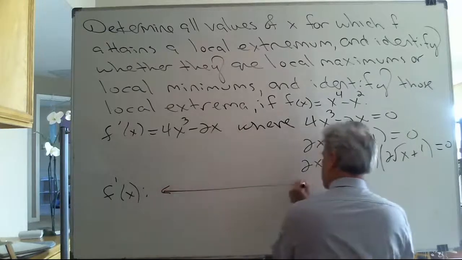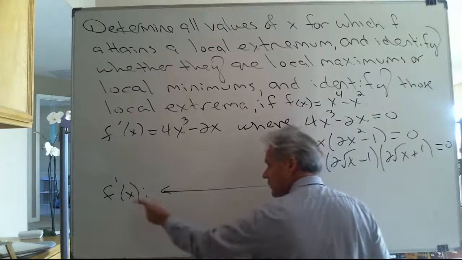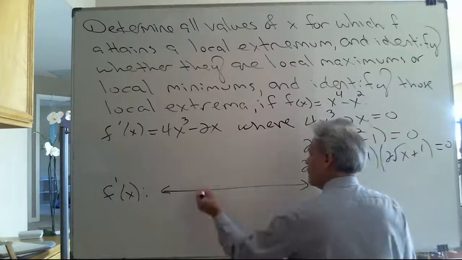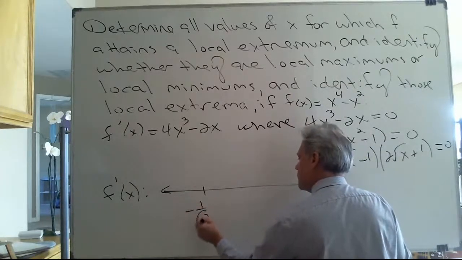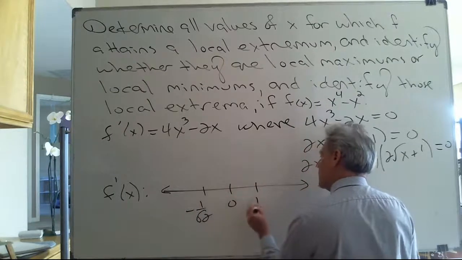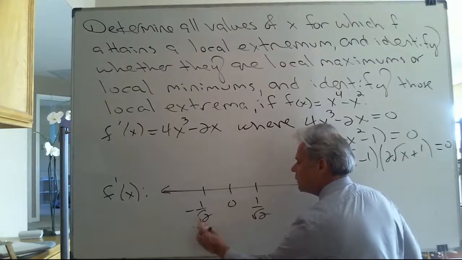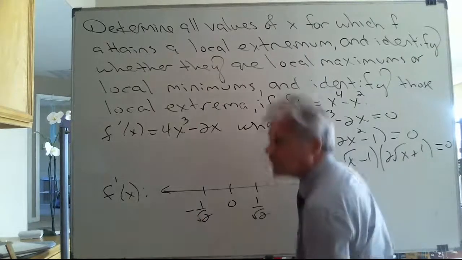So I'm going to create a number line. I'll label it clearly as a derivative function's number line. I will plot my three critical numbers. Notice that these three real numbers subdivide the real number line into four subintervals, and I'm going to check them.